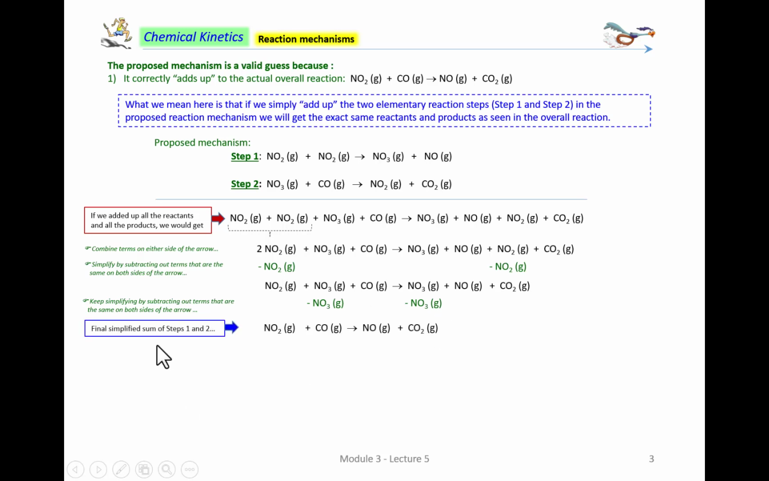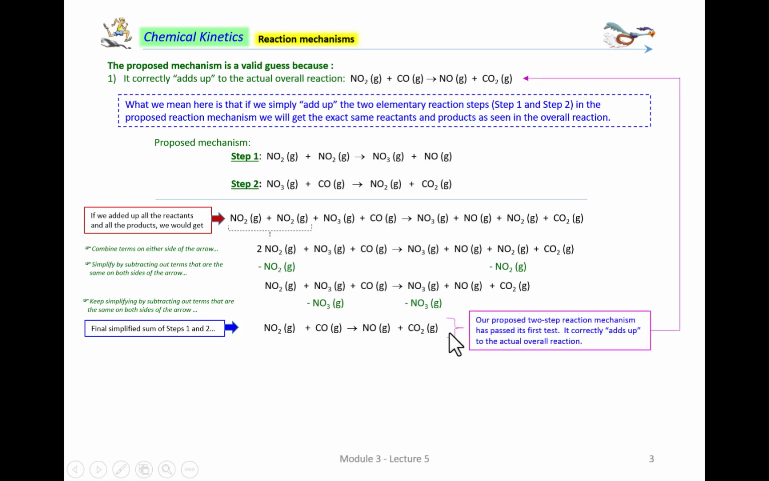And what we're left with is NO2 plus CO going to NO plus CO2, which is the overall reaction that we're dealing with in reality. So our two-step reaction mechanism has passed its first test, I should say. It correctly adds up to the actual overall reaction. Now, what we've done here is we've treated chemical equations like equations in algebra class. The arrow is equivalent to the equal sign.